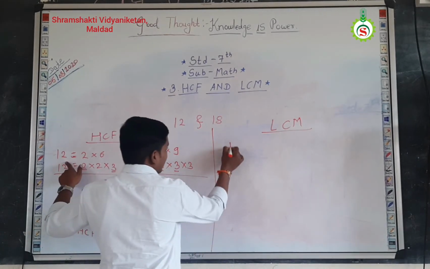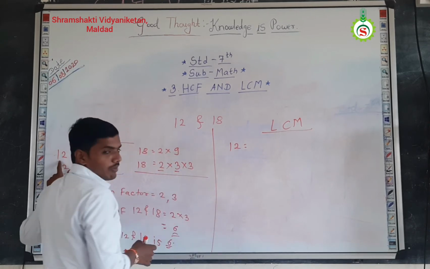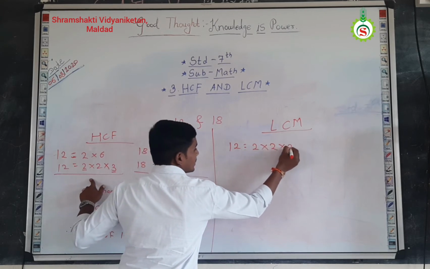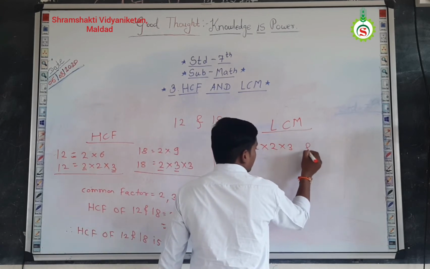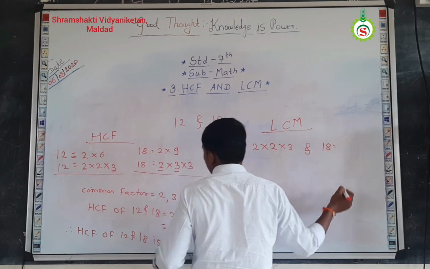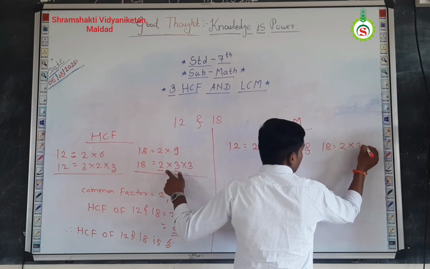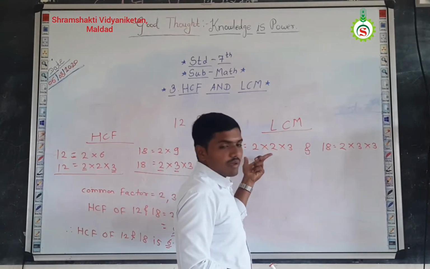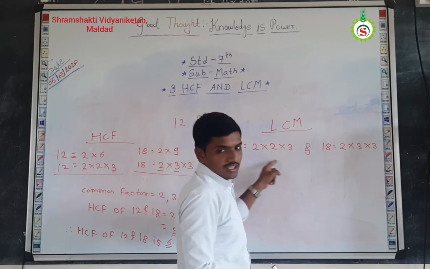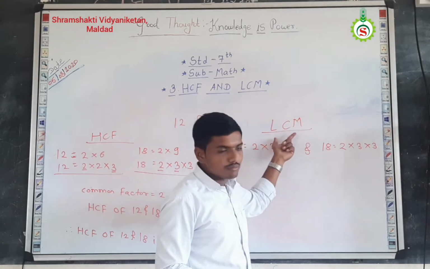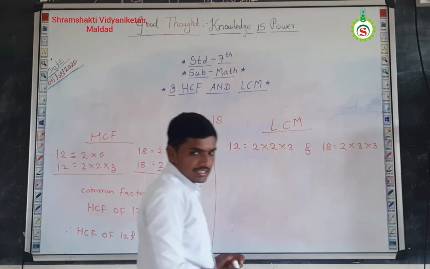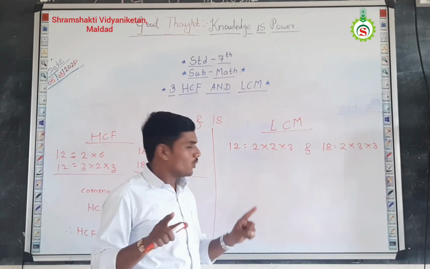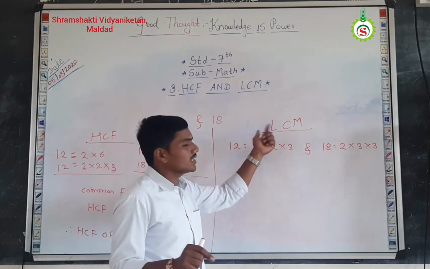Now, first I have to take the factors. So which are the factors of 12? The factors of 12 are 2 into 2 into 3, and the factors of 18 are 2 into 3 into 3. Okay, what have I done? I have taken the factors of the numbers 12 and 18, because here also, for the least common multiple, I have taken factorization. For finding the LCM, the division method is not applicable. Only the factorization method is applicable to find the LCM.